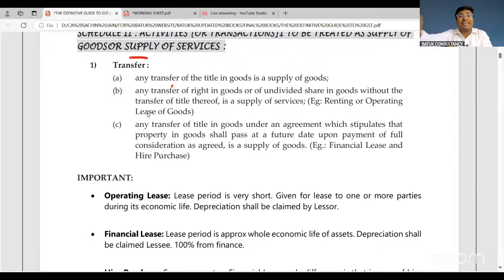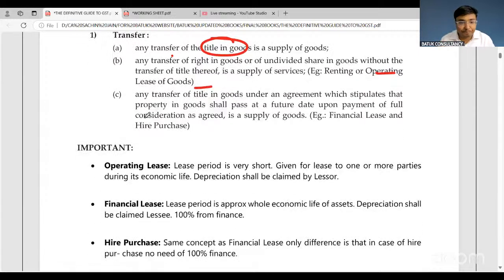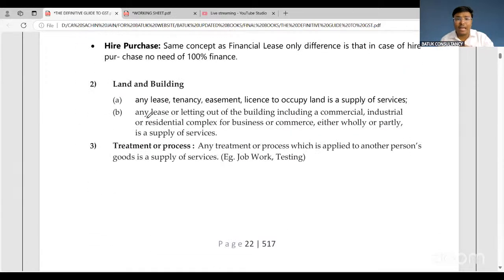Schedule number two: activities or transactions, supply of goods or services. The first thing is that whenever there is a title transfer, the same will be treated as supply of goods. Whenever there is a right to use transfer, that is renting or operating, the same will be treated as supply of services. Operating lease and financial lease we have done. Related to land and building, sir, in our previous session there was one question on whether GST will be applicable in case of a land lease or not.